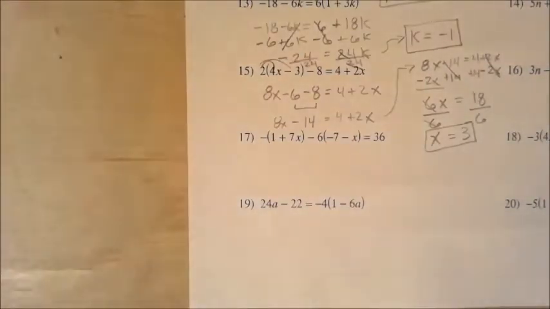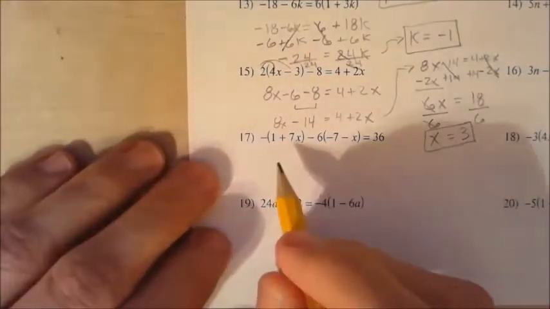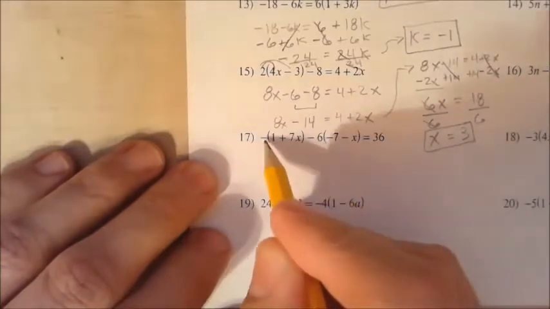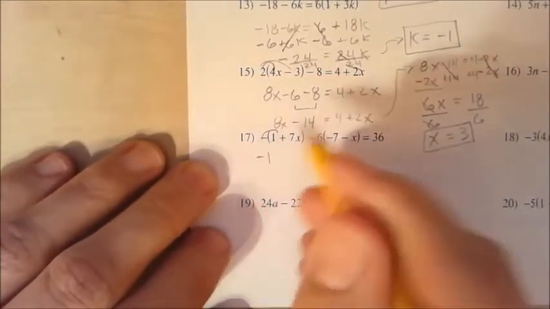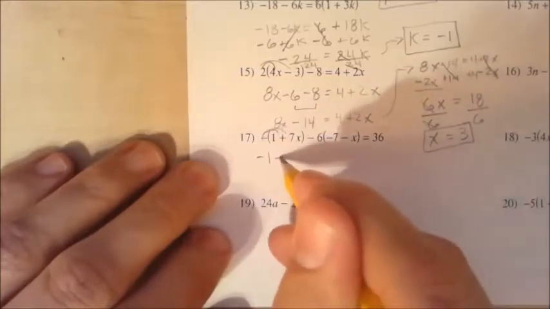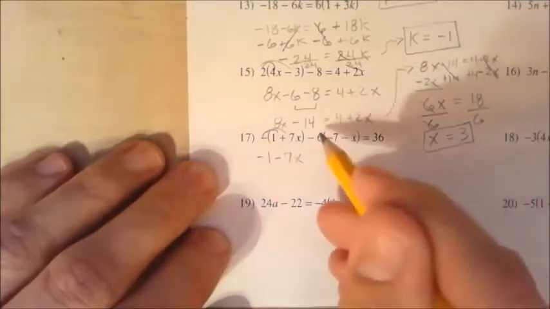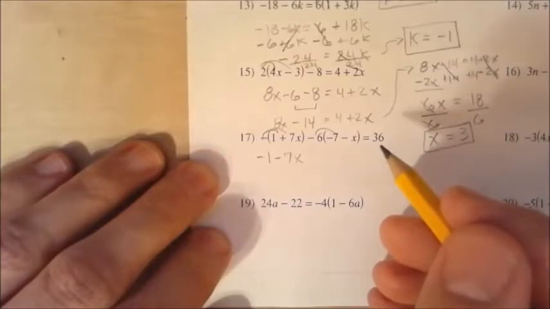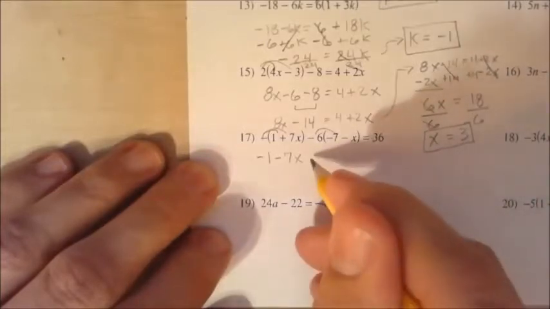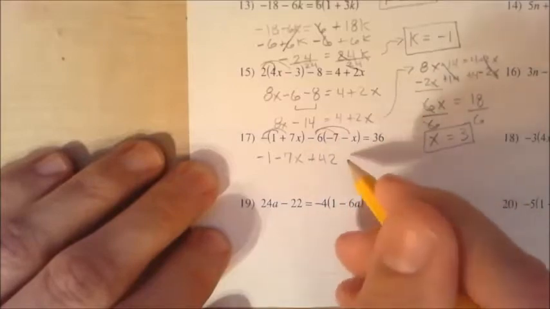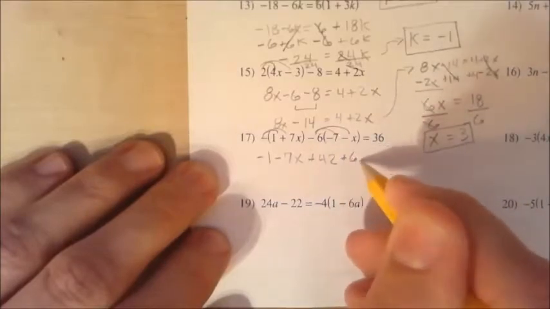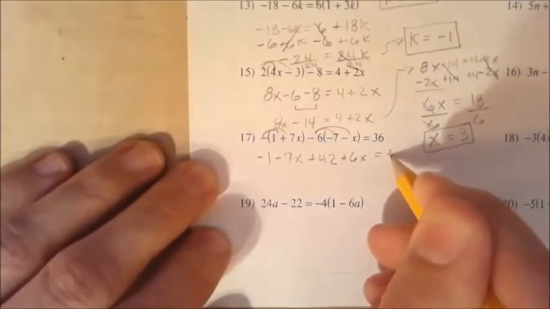And now we are almost done. So let's go on and do 17 and see what we come up with. I have a negative 1 times 1. It's going to give me negative 1. Negative 1 times 7x gives me negative 7x. Negative 6 times negative 7 is going to give me a positive 42. And negative 6 times negative x is going to give me a positive 6x. And that's all equal to 36.